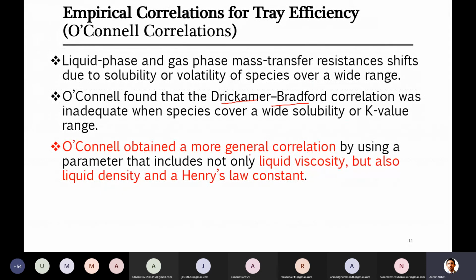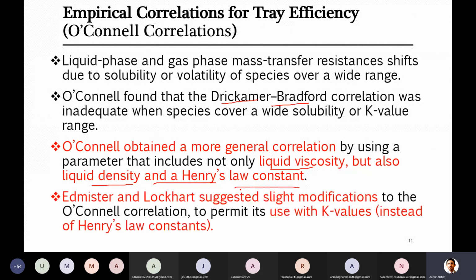So what he obtained was a more general correlation using parameters that include the liquid viscosity, which was already included, but at the same time he modified the equation and introduced other parameters, like liquid density and Henry's law constant. He said that if we modify this equation and bring in these other parameters, then it can predict the efficiency in a better way.